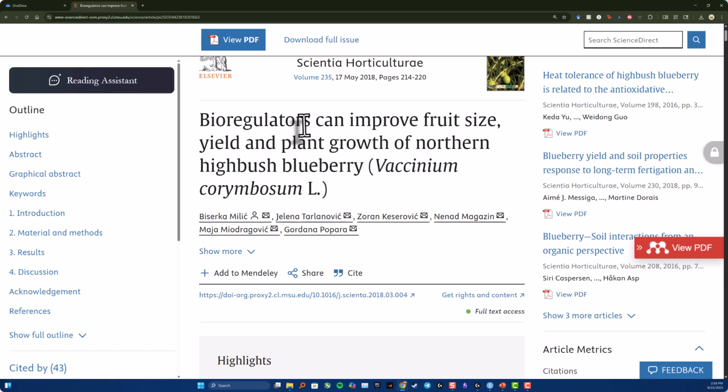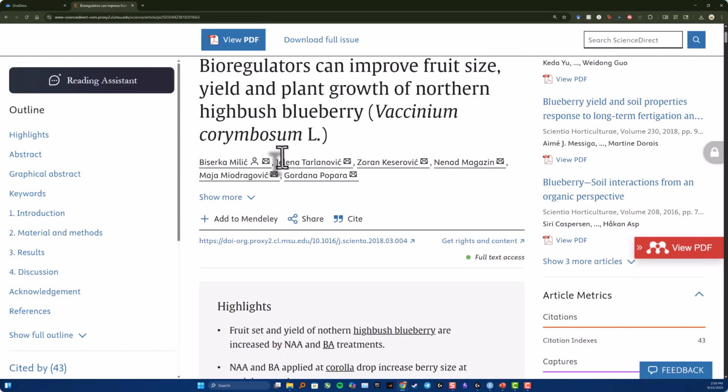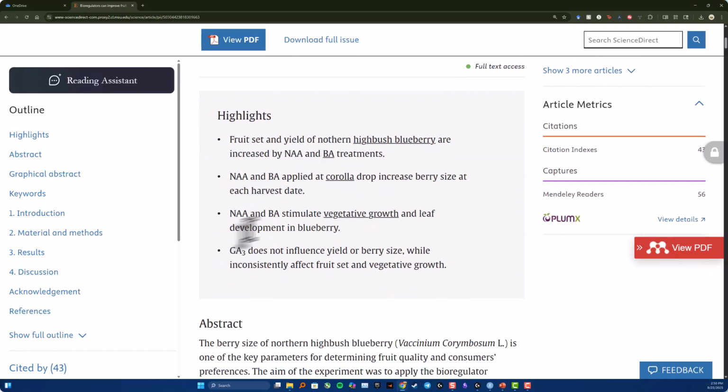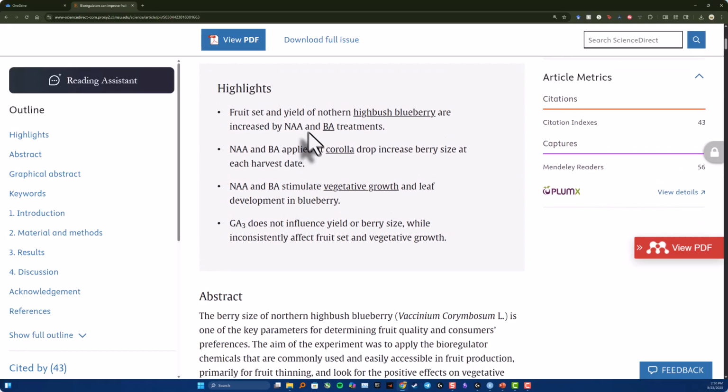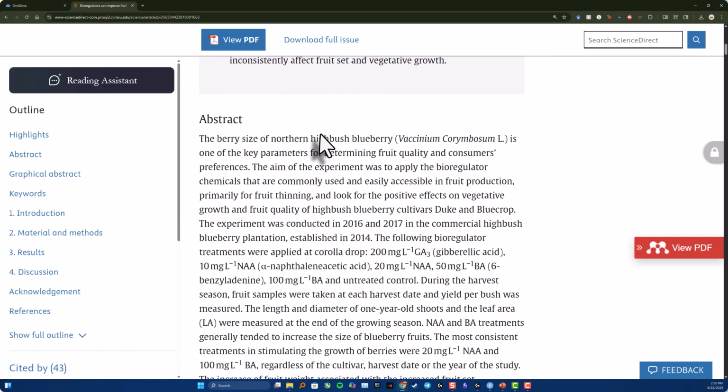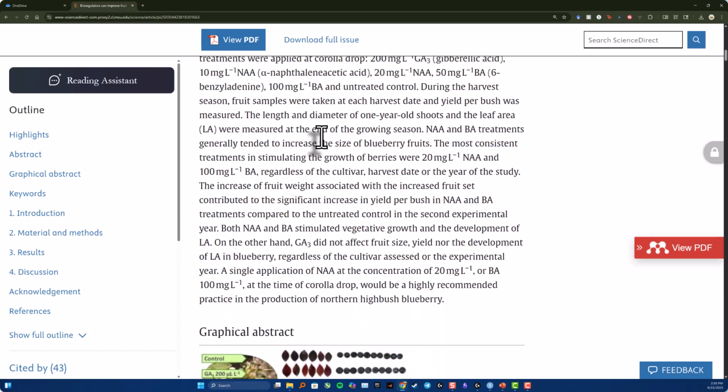with cytokinin in blueberry. So this paper titled Bioregulators Can Improve Fruit Size, Yield, and Plant Growth of Northern Highbush Blueberry. And I know just from having this paper in the past that it does include cytokinin, so you'll have to figure out, sometimes the paper might not include the actual name. Like in our case, BA is referring to cytokinins, so you have to really understand what acronyms are used for the different treatments. So from here, you can kind of skip through and figure out what was actually applied.